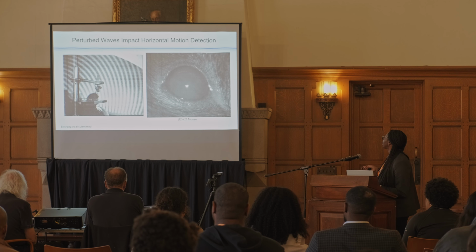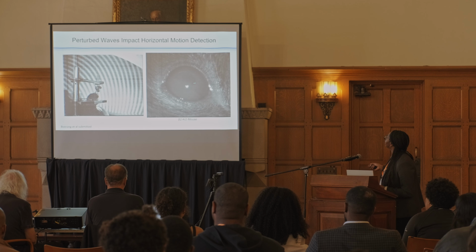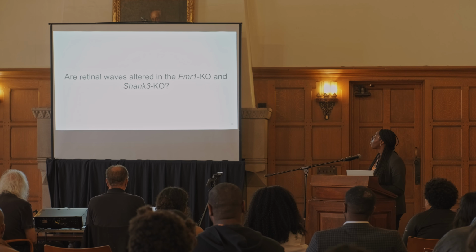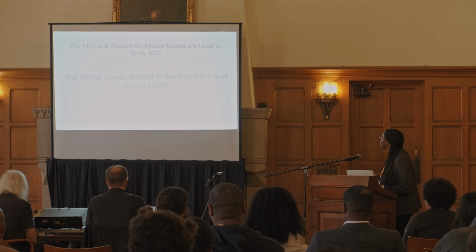However, when we show that same stimulus in a mouse with perturbed retinal waves, this is not moving right now, but we see that the animal is actually unable to track that stimuli. And this is really interesting because humans with nystagmus also have a very similar phenotype, and they lose this optokinetic reflex. So a big question I want to answer with my research is, are retinal waves altered in the FMR1 knockout and SHANK3 knockout models of autism?